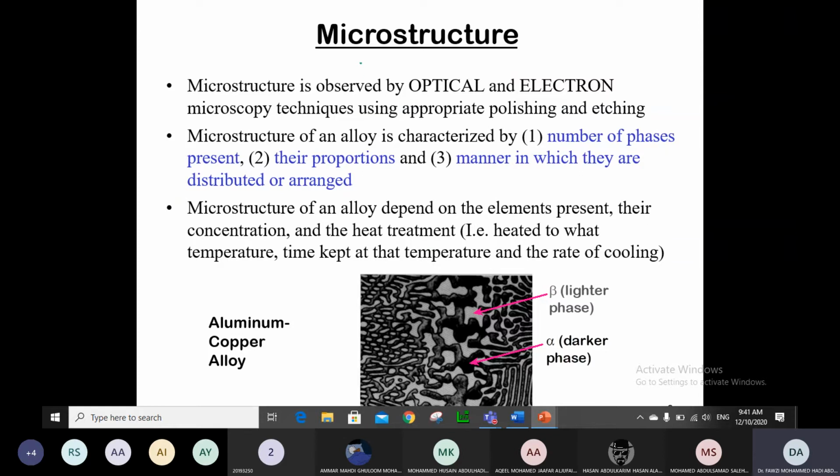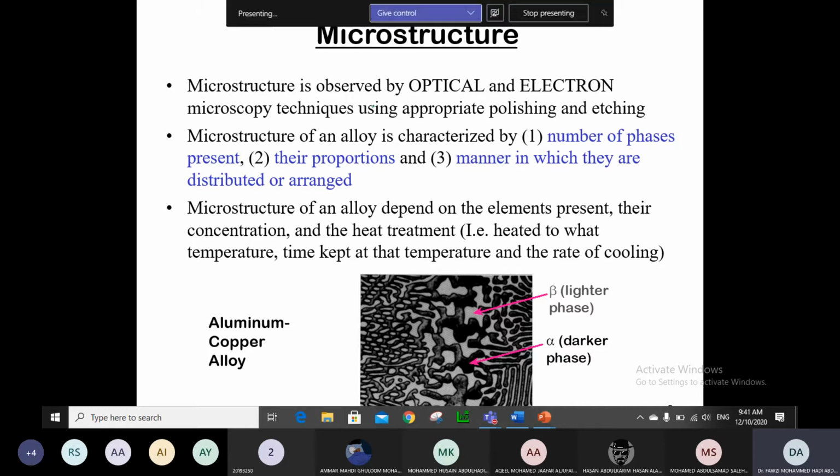We want to just shed light on the microstructure of the material. Now, we said before that we can use the phase diagram in order to predict the microstructure of the material, and from the microstructure of the material, why is this happening?